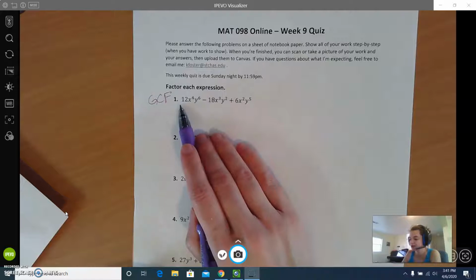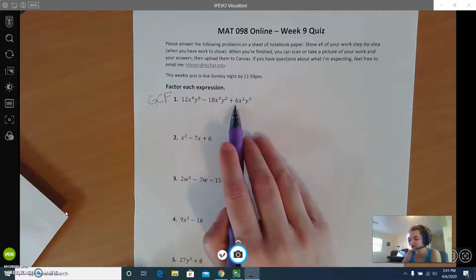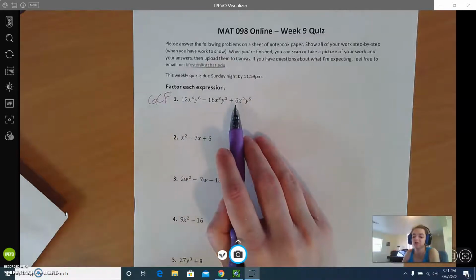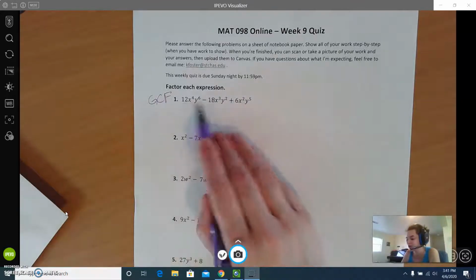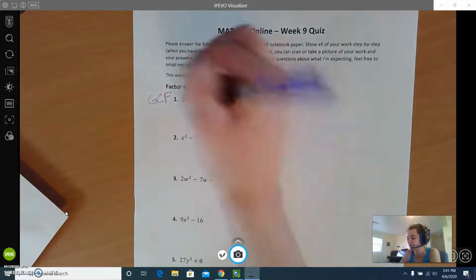So when I'm looking at just the numbers 12, 18, and 6, you could say, oh, it's divisible by 2, but we also could get a larger number like 6. So 6 would be the largest number that 12, 18, and 6 are all divisible by.